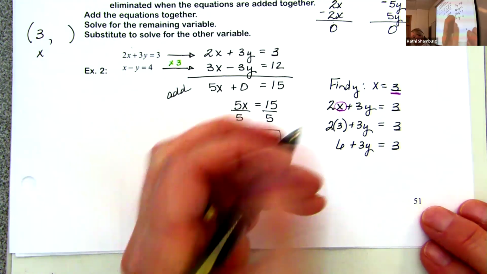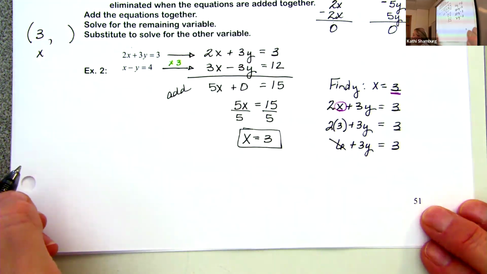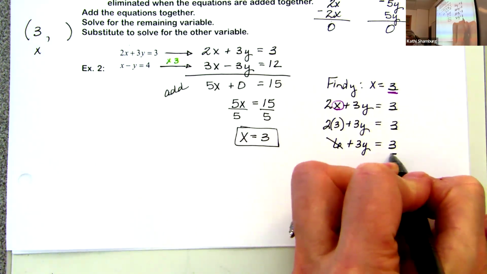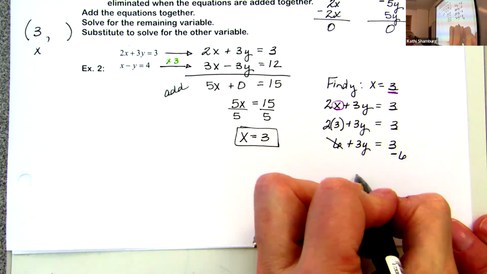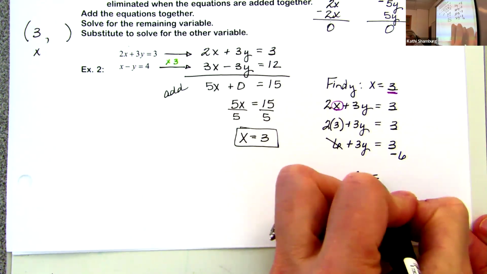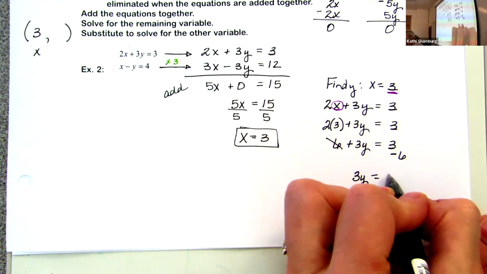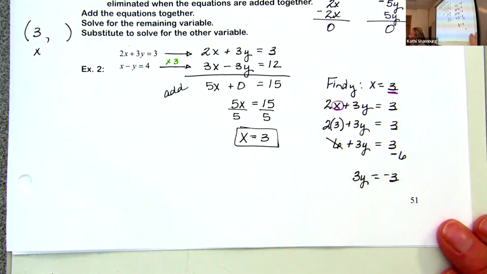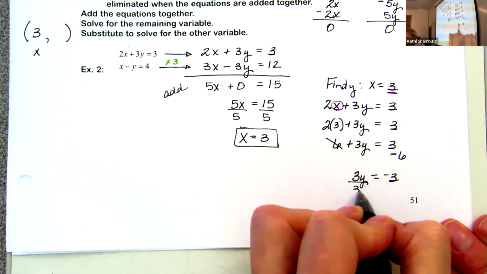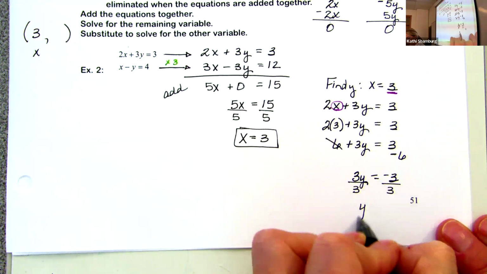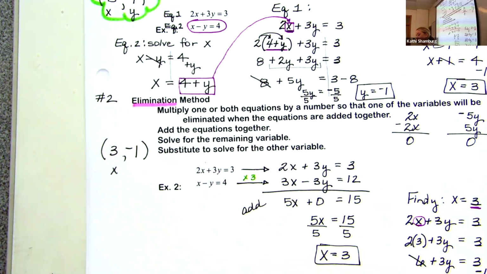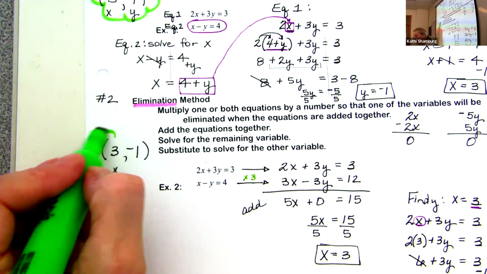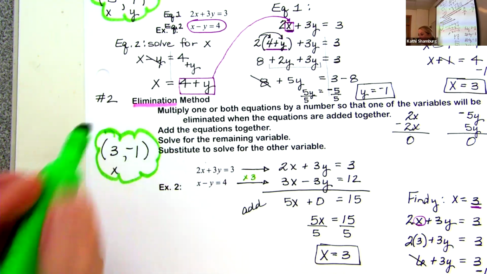Now I need to solve for y, so we're going to move that 6 over by subtracting 6. So now I'm left with 3y equals 3 minus 6, which is negative 3. Divide both sides by 3, and I get y equals negative 1, which we know to be the correct y value. So using the elimination method, we got the exact same answer.